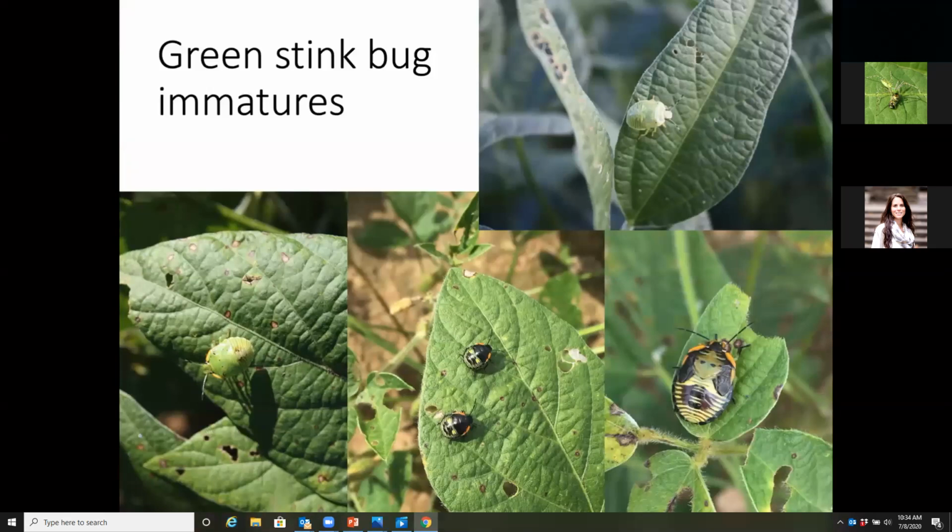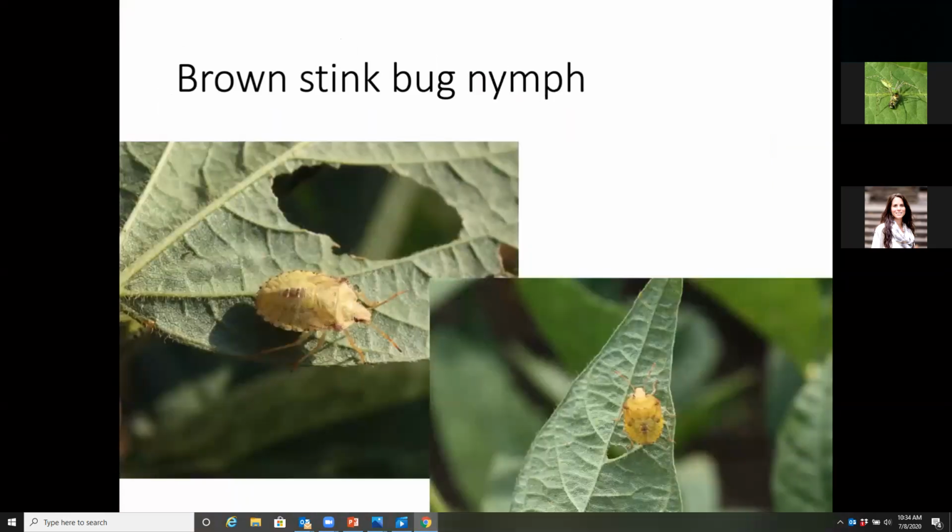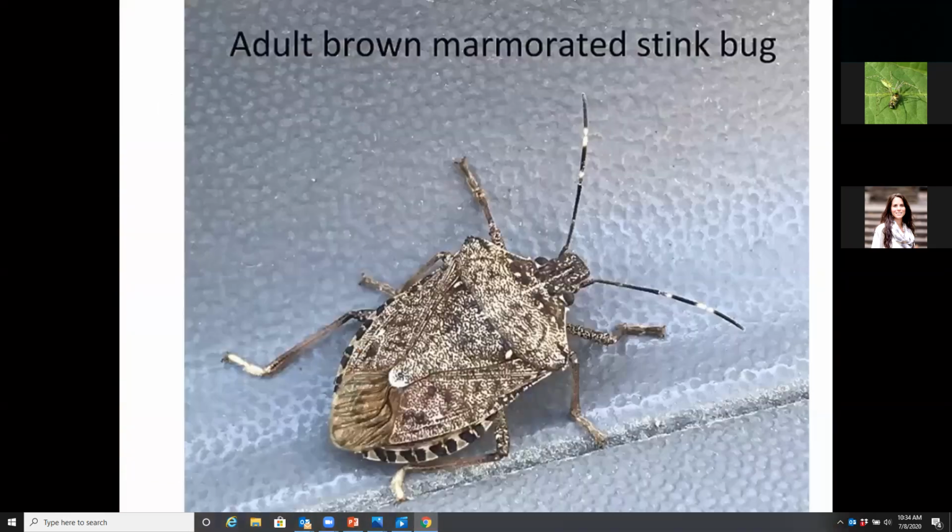Now, brown stink bugs are another very common species in Tennessee beans, and this is the brown stink bug adult. To me, the brown immatures look like a softer insect and are light, almost a lime green or tannish in color. Green stink bugs and brown stink bugs are the most common species found in Tennessee beans.